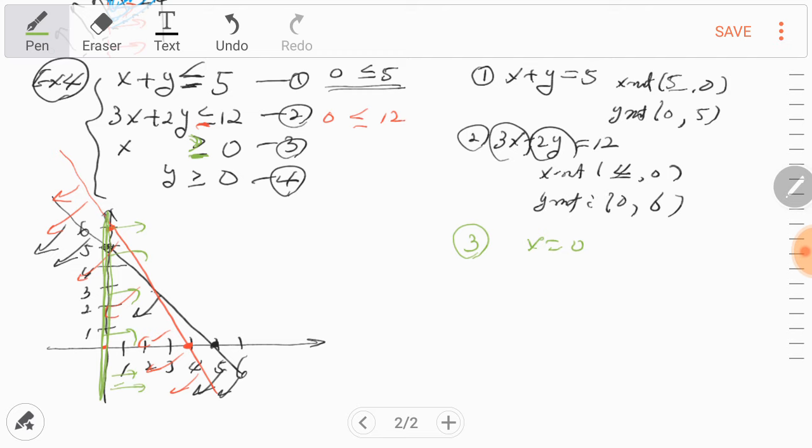Okay, number 4 is y is greater than or equal to 0. Y equals 0 is a horizontal line. There's an equal sign also, so I will draw a solid horizontal line whose y value is equal to 0. Then y is greater than 0, so the solution is above the line.